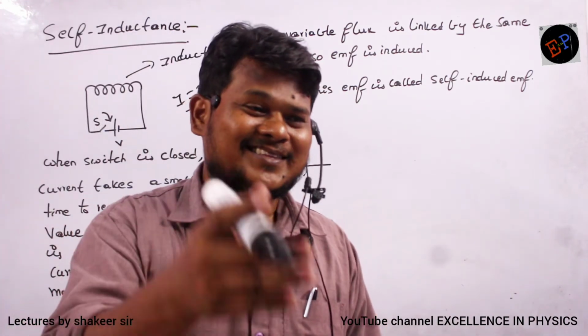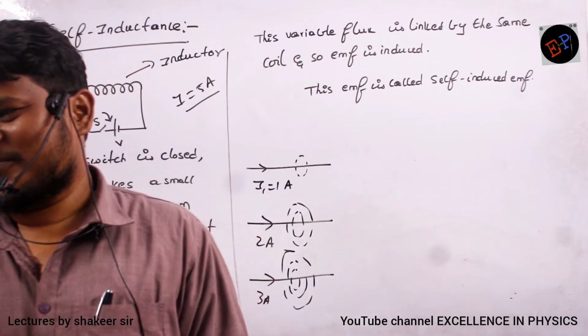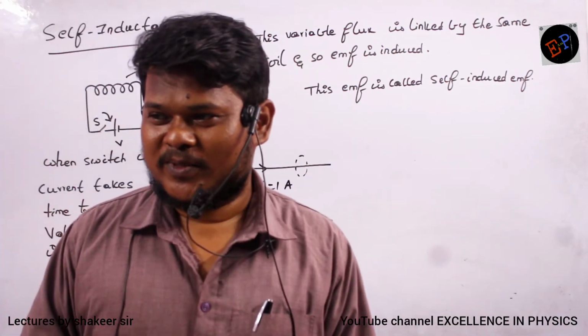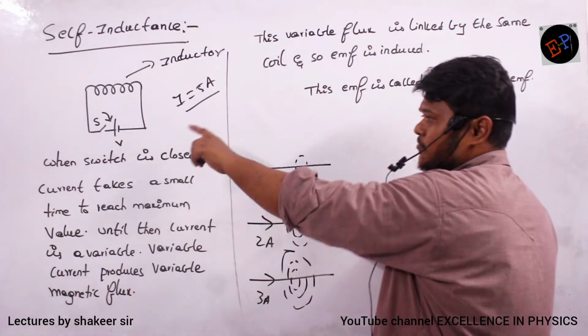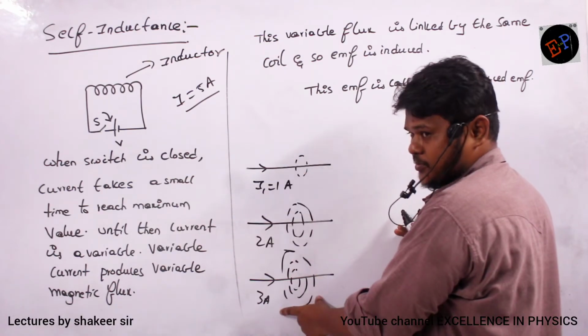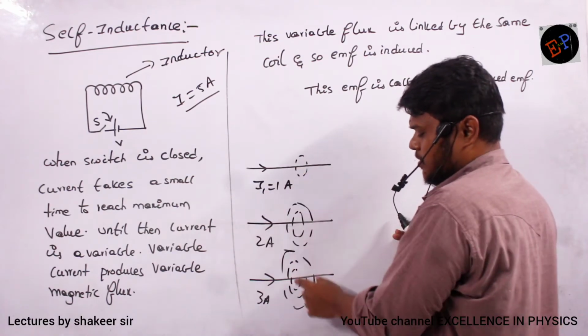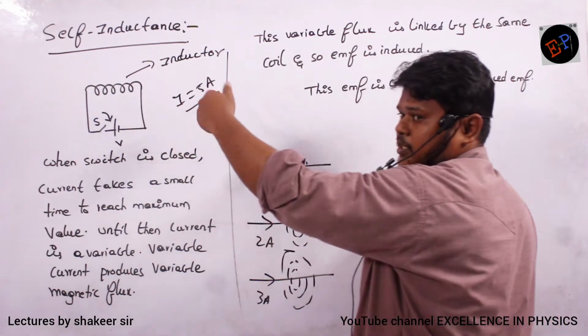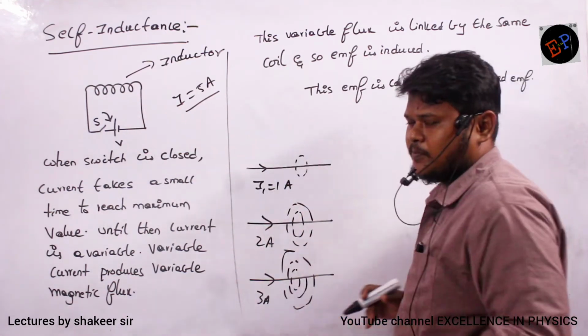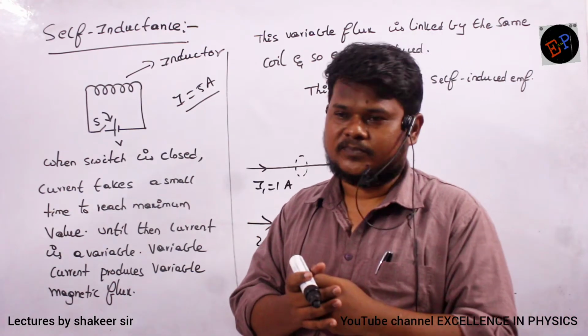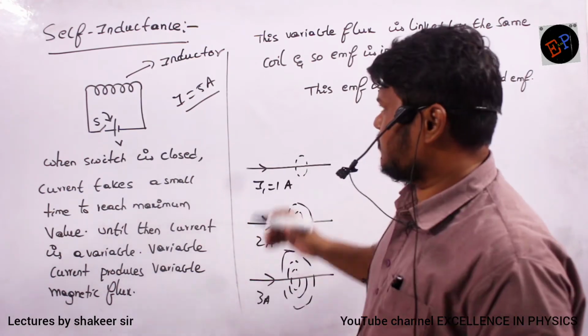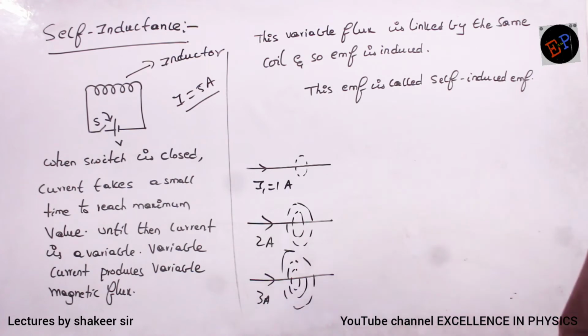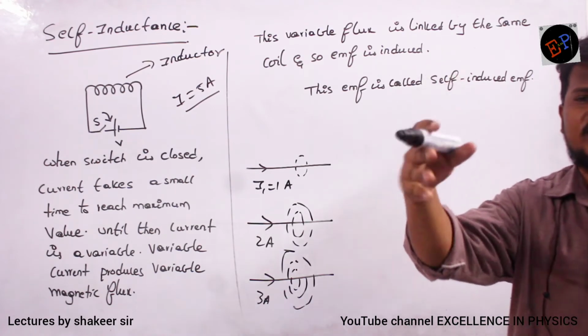If flux linking the coil changes, EMF will be induced. That is what we have been studying, no? So immediately if I close the switch, current increases. If current increases, flux increases. If flux increases, flux linking with the coil also increases. So therefore EMF will be induced in the coil. Are you able to understand? So this type of induced EMF, what do we call it? We call it self-induced EMF.